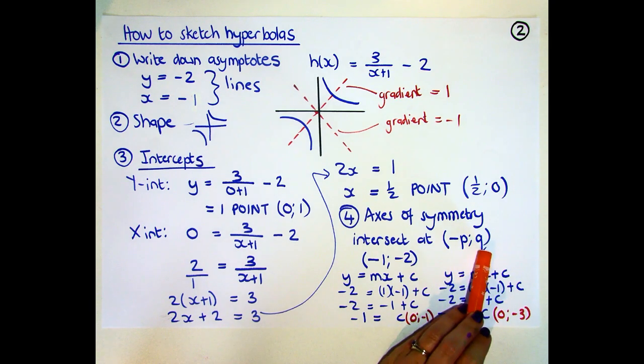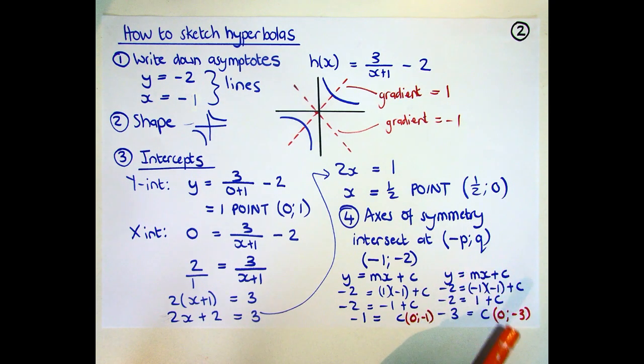The axes of symmetry are slightly more complicated than the grade 10 graphs because they intersect at the point (negative p, q), which is the same place as the two asymptotes intersect. Remember that these are essentially straight lines, and if you need to plot them, you've got to plot their y-intercepts as well. You can get that by subbing in the gradients that you've memorized.